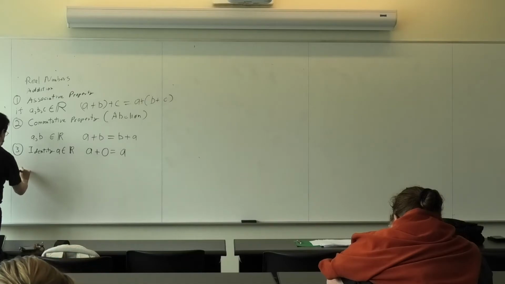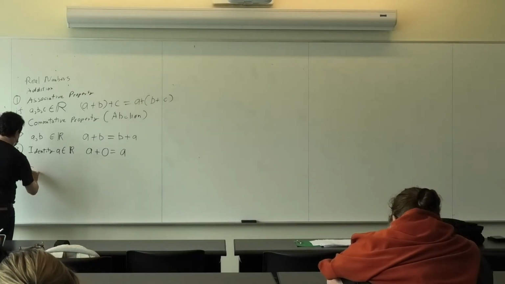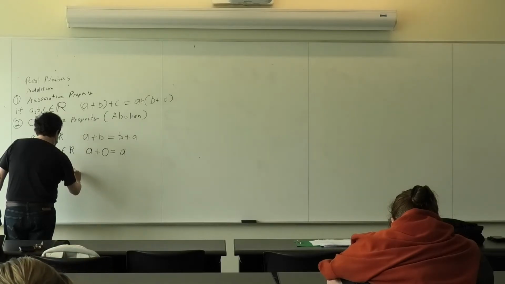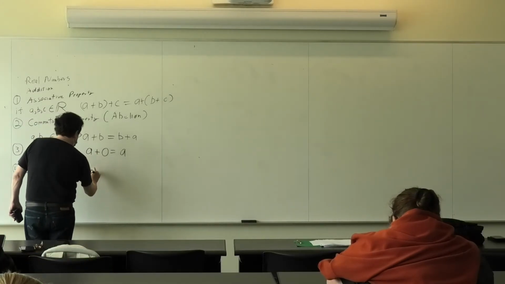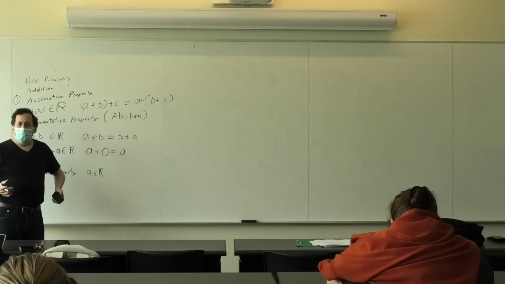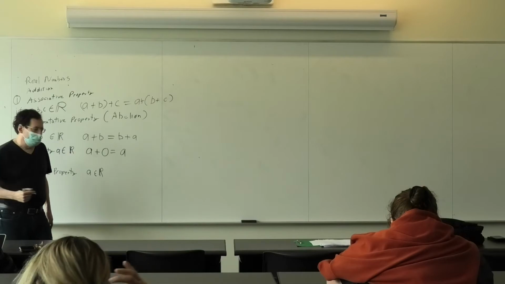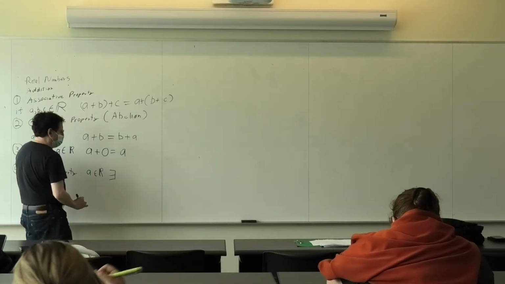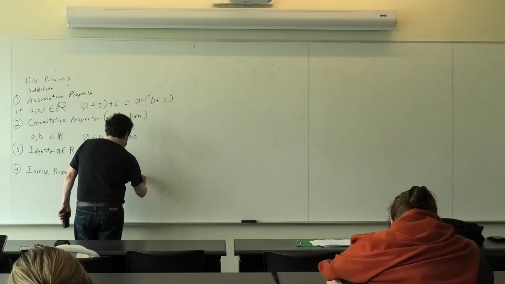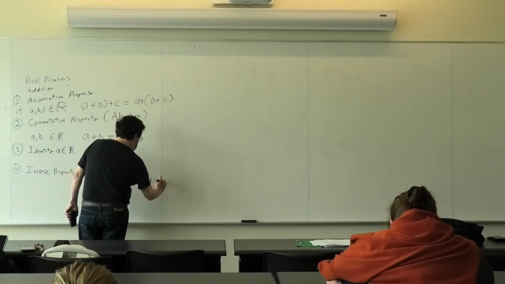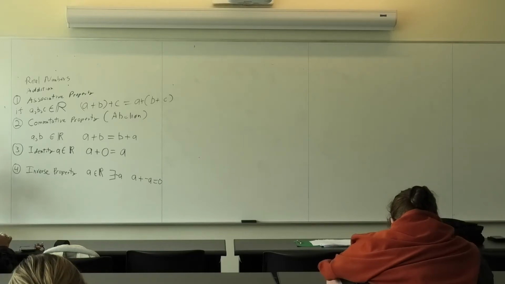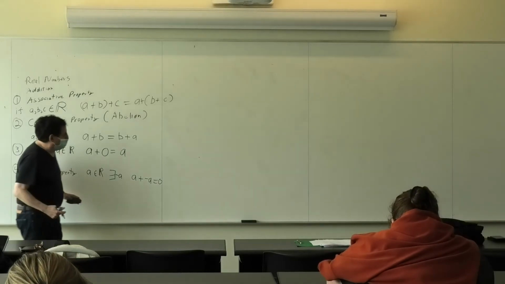And we have the inverse property. It says if we have some A, which is a real number, then there exists an inverse. This is the math symbol that means there exists an inverse, which we call minus A, such that A plus minus A equals the identity. All this stuff so far has been so simple, but I want to show you right away why this is so important.